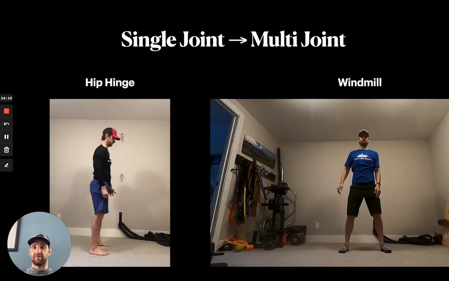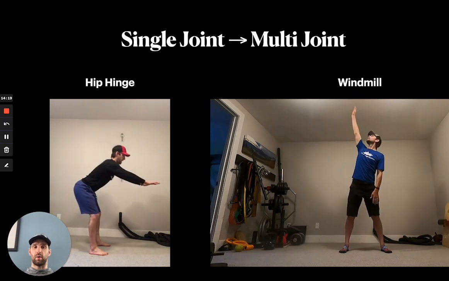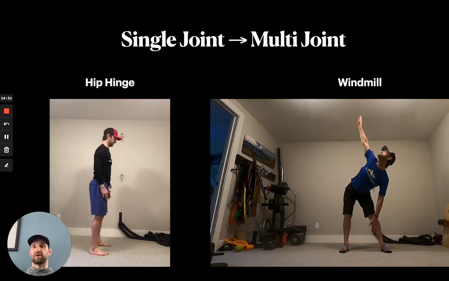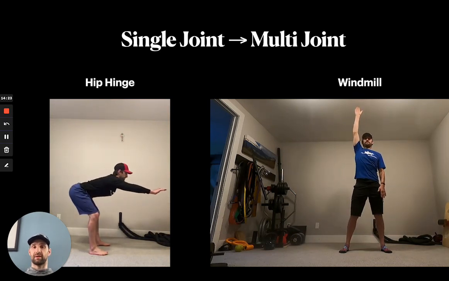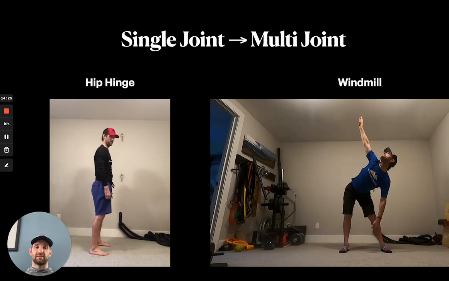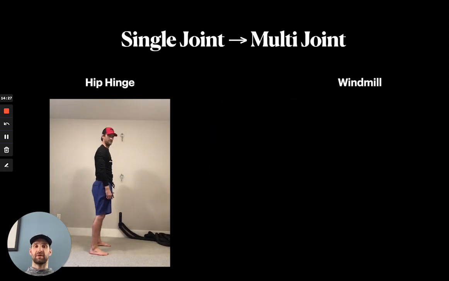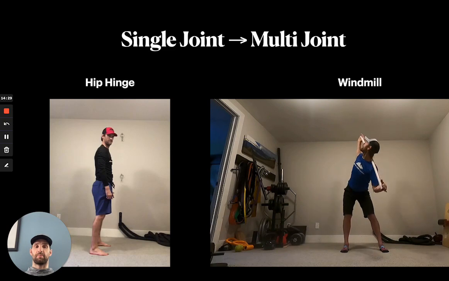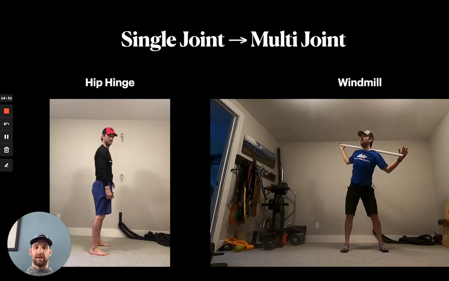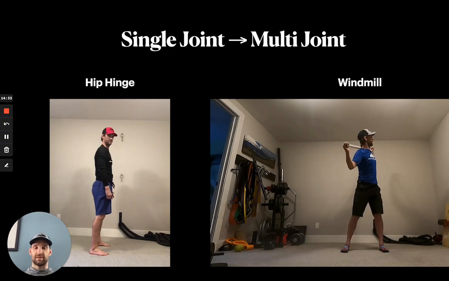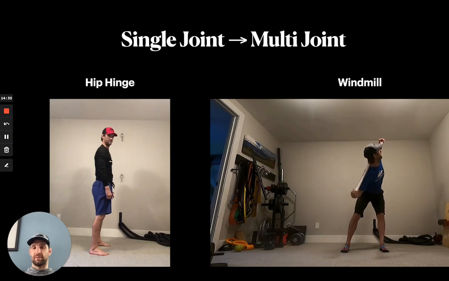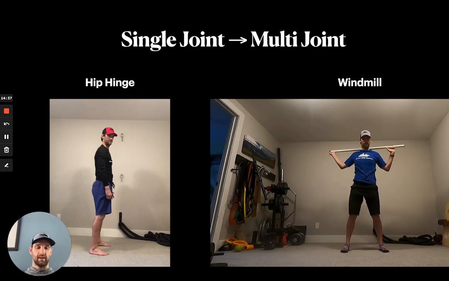So examples I have of this. I have a hip hinge on the left and a windmill on the right. The foundation is the hip hinge, a single joint movement, and then the multi-joint movement is the windmill, where the hips are moving slightly differently, as well as the upper body rotating. This can be brought in many ways in the gym, or mobility training, or strength training.